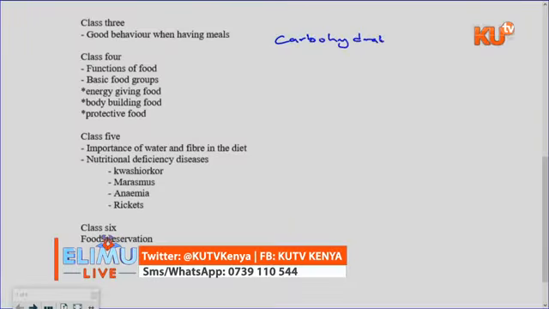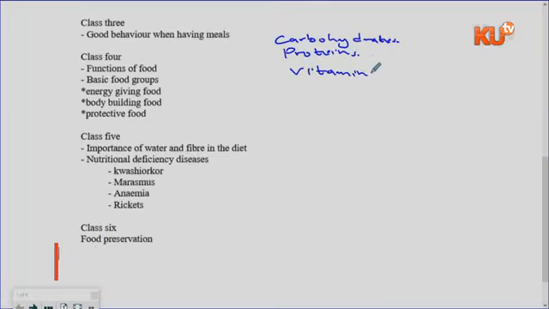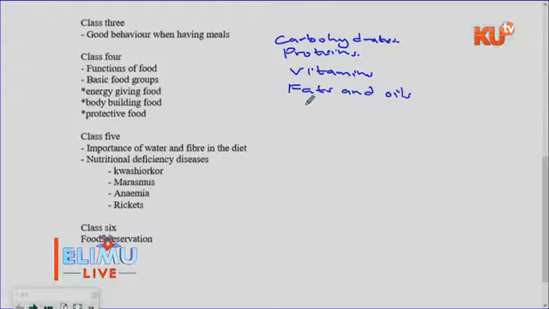Carbohydrates is the first nutrient. Number 2, we have proteins, the second nutrient. Number 3, we have vitamins. Number 4, we have fats and oils. And then number 5, we have what we call minerals.